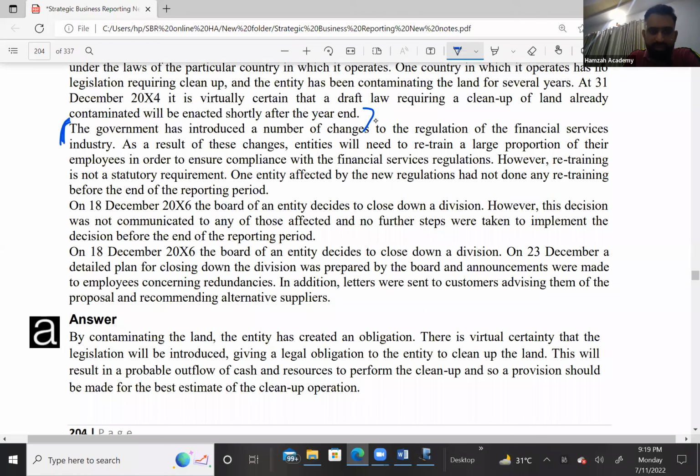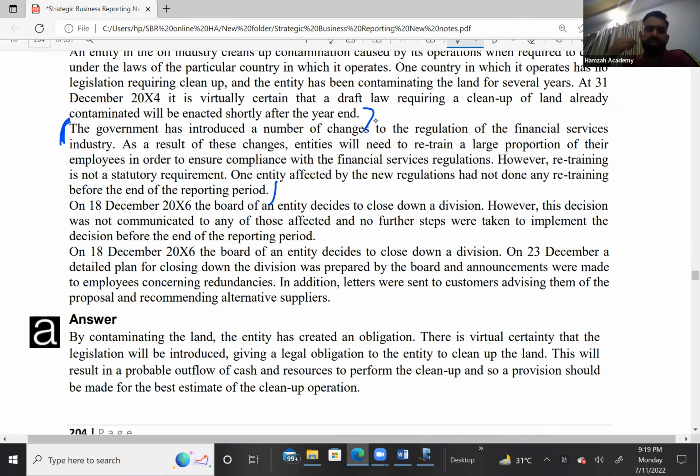Now this paragraph. The government has introduced a number of changes to the regulation of the financial service industry. As a result of these changes, entities will need to retrain a large proportion of their employees in order to ensure compliance with the financial service regulation. However, the retraining is not a statutory requirement. One entity affected by the new regulation had not done any retraining before the end of the reporting period. So what do you think? Whether the provision for this retraining or training cost should be recognized?